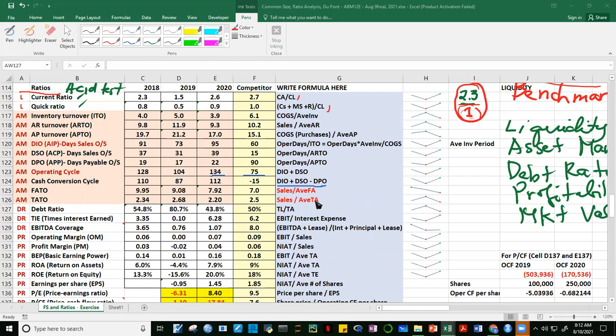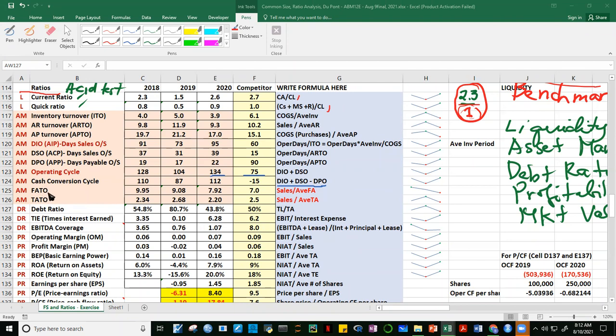So it's better that instead of just using December 31 figure, to get the average para meron tayong beginning at saka ending. So that's the usual practice. No? Kinukuha natin yung average ng FA. Ganun din dito sa TATO.